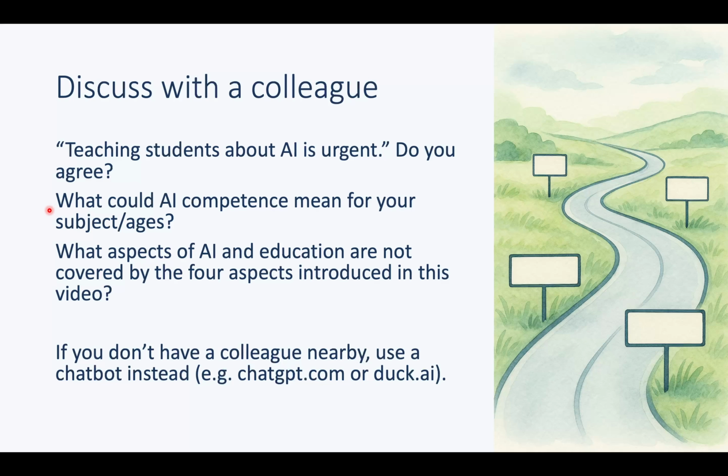Number 2, AI competence in your subjects or the ages of students you have. What could that mean for you? And number 3, what aspects of AI and education are not covered by these 4 aspects that I presented here? If you find anything, I will gladly read about it in comments, or just email me in some way.